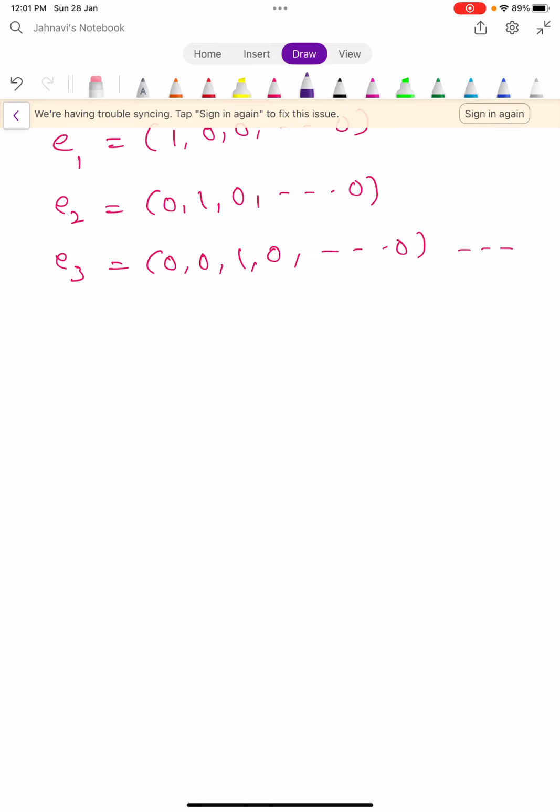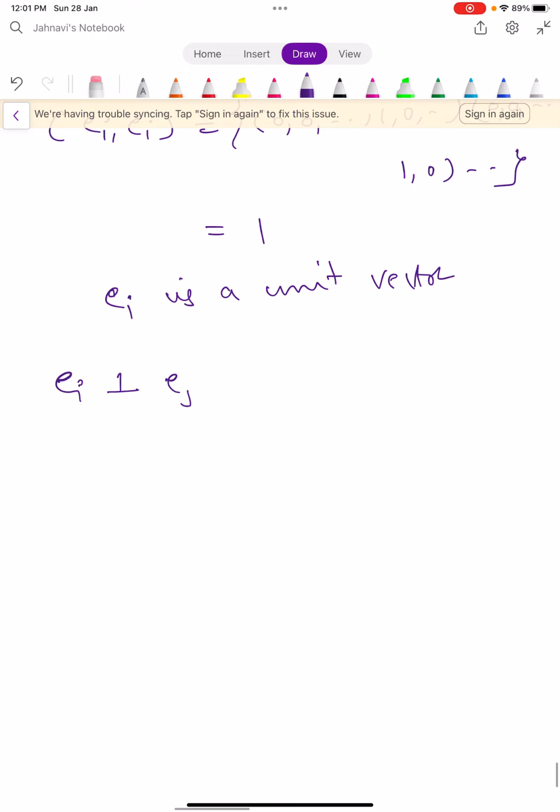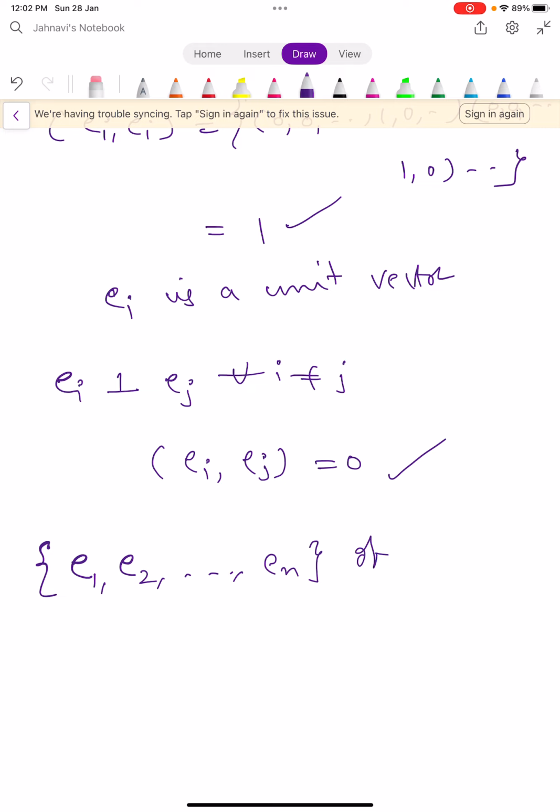So in this set, you observe that the inner product of ei comma ei is equal to the inner product of (0, 0, and so on, 1, 0, and so on) with (0, 0, and so on, 1, 0, and so on), which is always equal to 1. It means ei is a unit vector. And also ei is perpendicular to ej for all i not equal to j, because the inner product of ei comma ej is equal to 0. So from these conditions, two unit vectors that are perpendicular to each other, this set e1, e2, and so on, en of L2 power n is an orthonormal set.